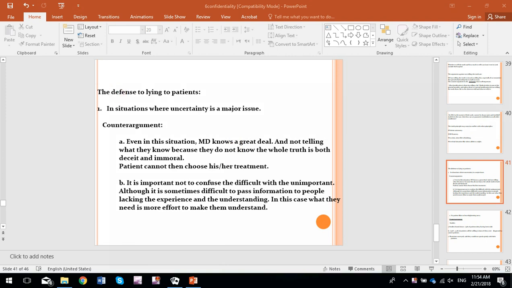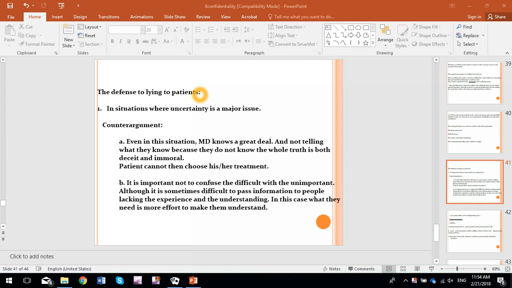Now to the defense to lying to patients, we put the issues from the physician point of view and from the ethicist point of view. Now, the physicians say in situations where uncertainty is a major issue, I don't have all the information, I'm not certain about the diagnosis, I'm not certain about the outcome of treatment. This is where the truth is not given whole.